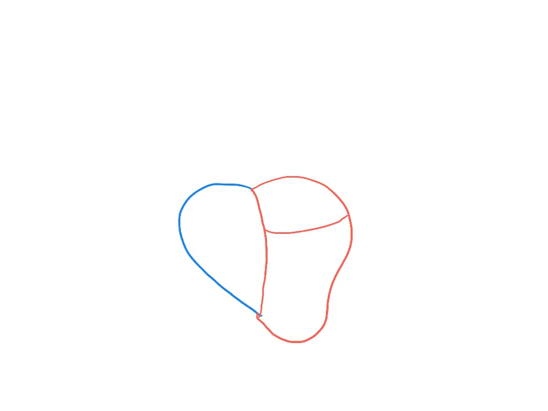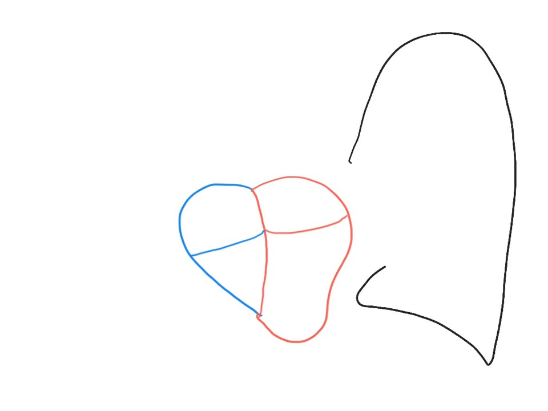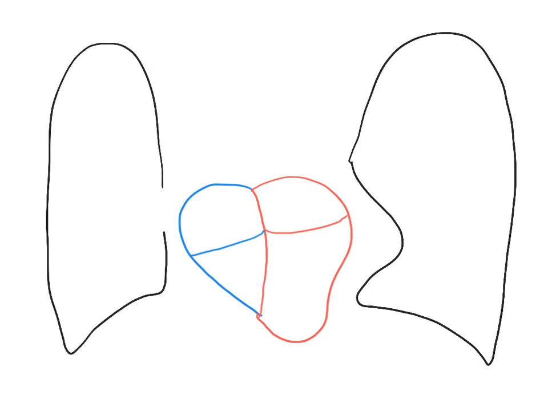So we're going to draw the heart. So here's the right side of the heart. And then here's the left side of the heart. So I drew the right side of the heart in blue and the left side of the heart in red because I wanted to show where the deoxygenated blood and the oxygenated blood were. And then I'm going to draw the lungs. So we have the left lung right here with a little cardiac notch. And then we have the right lung right here.